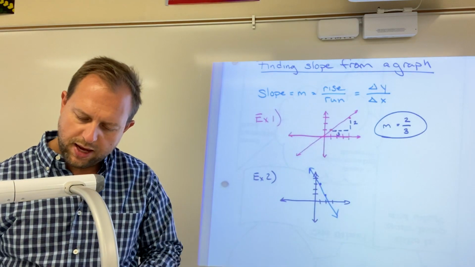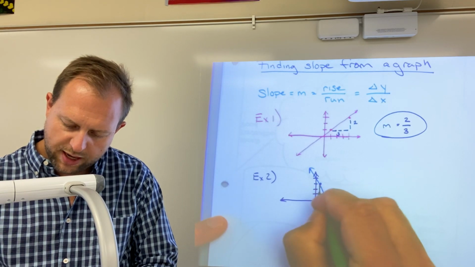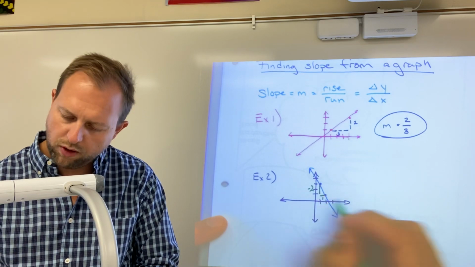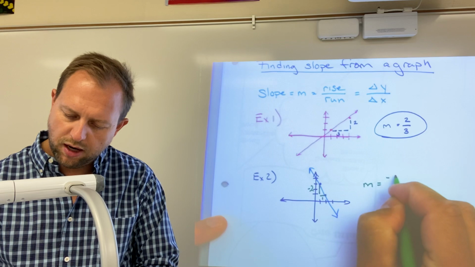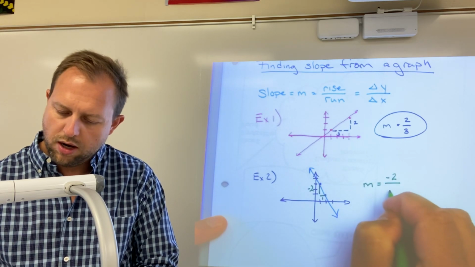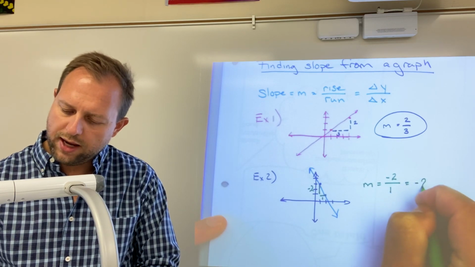And so in this case, I have a side here that's going down 2, or a -2 down, and over 1. So in this case, our slope is, our rise is heading down, so it's -2. Our run is 1. That reduces to a -2.